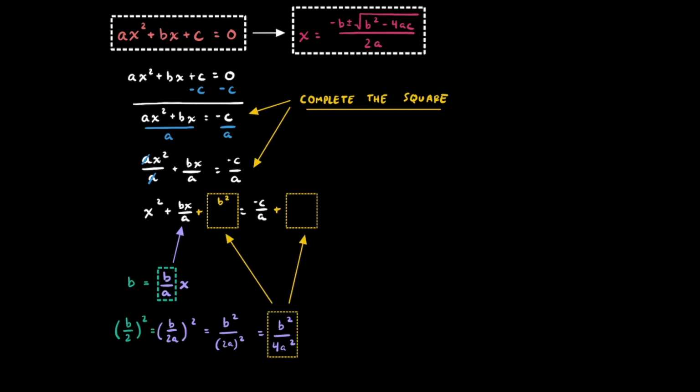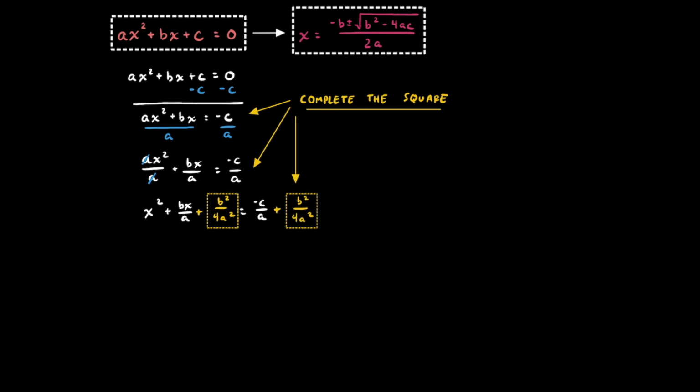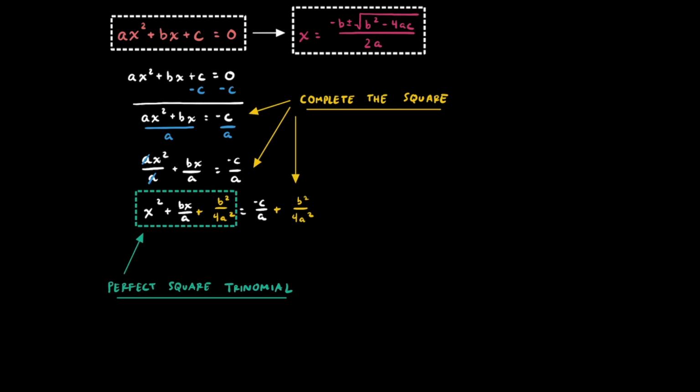Let's now write it into our equation on both sides. Finally, we've completed the square. We've now added the exact value we needed to complete the square and make a perfect square trinomial.